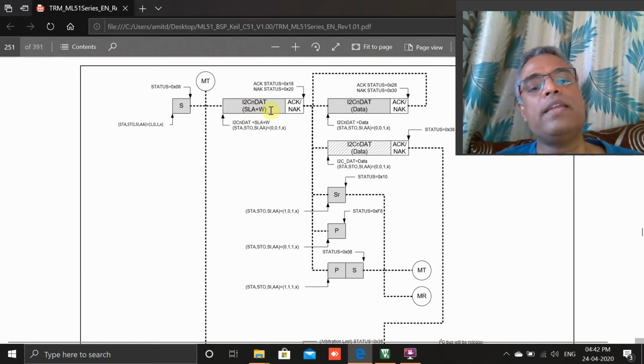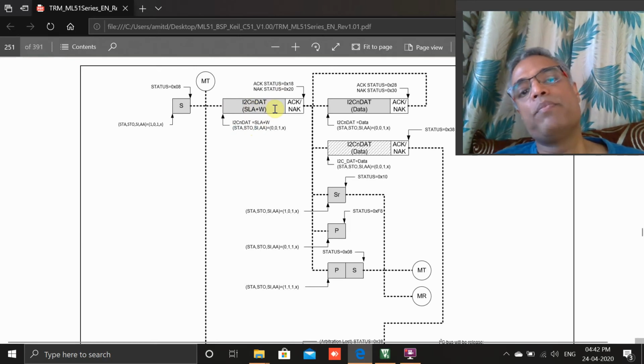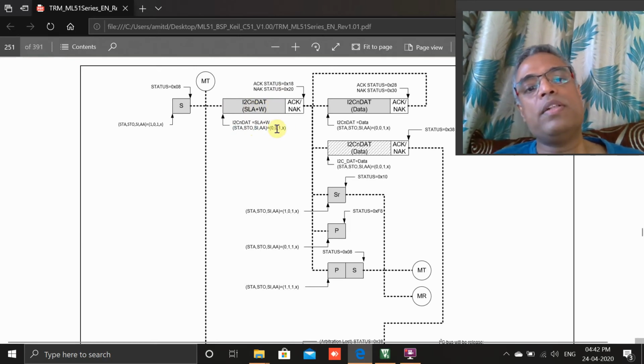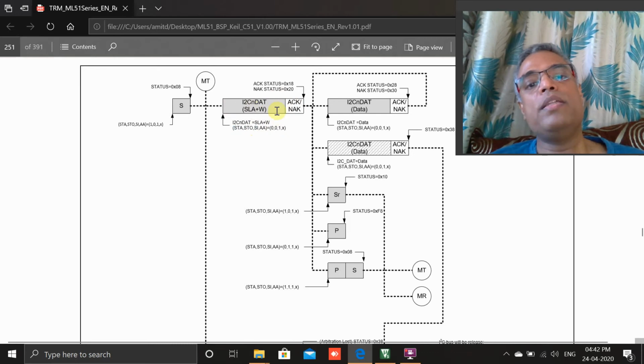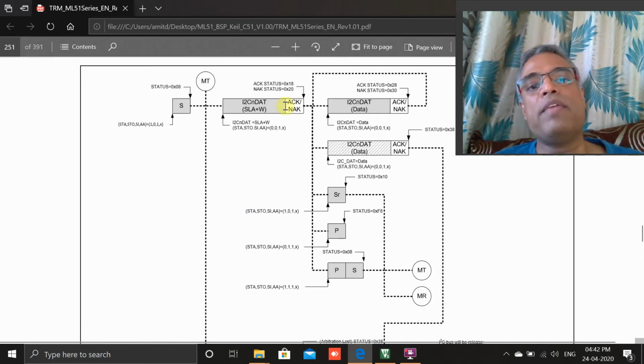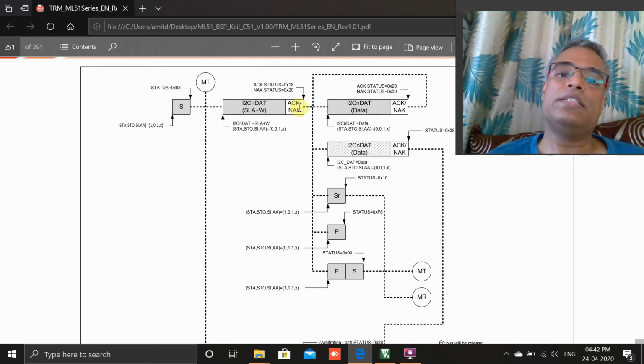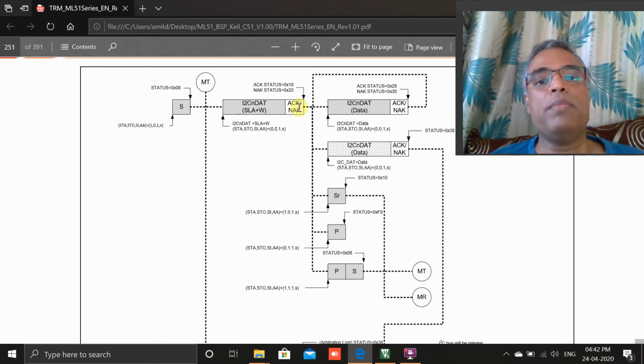So in that case I write the slave address with the read write bit, I keep it as write, and I clear the SI bit. Now the moment this is done, two things can happen. If the slave exists on the bus, it can ACK me, or if the slave doesn't exist, it can NACK me.